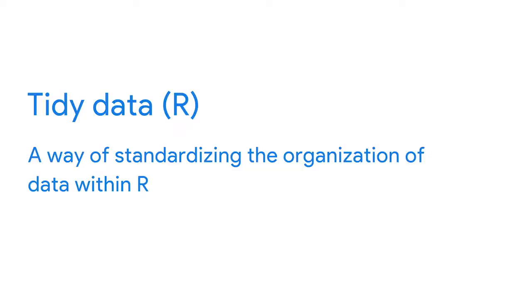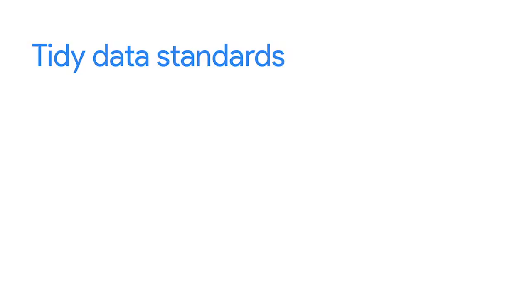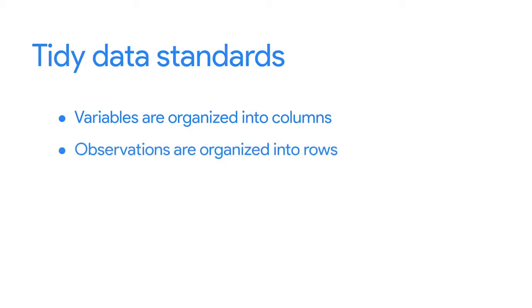Tidy data refers to the principles that make data structures meaningful and easy to understand. It's a way of standardizing the organization of data within R. These standards are pretty straightforward. Variables are organized into columns, observations are organized into rows, and each value must have its own cell.